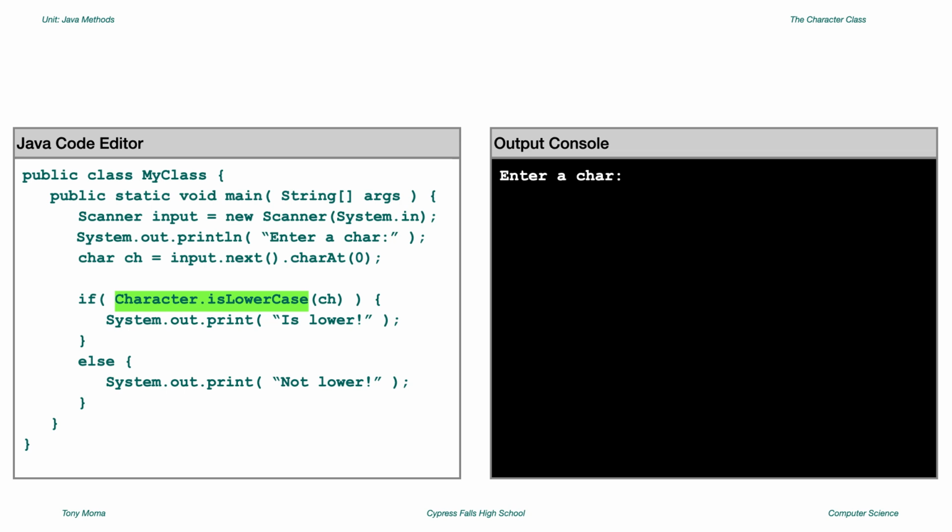Now, suppose I run the program again. This time, I enter the $ symbol. Obviously, the $ is not a lowercase letter. Thus, Character.isLowercase will return false, and "not lower" will get printed out.